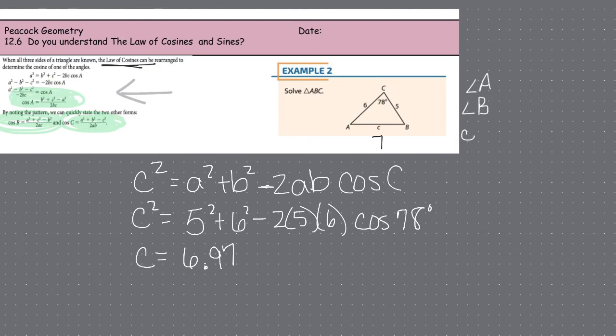Now your book rounds it to 7. That's fine if you'd like to round it to 7. It's perfectly fine. It's very, very close. It makes it easy. If you want to be a little bit more precise, you can leave it 6.97. So I can fill in over here, C is equal to 7.